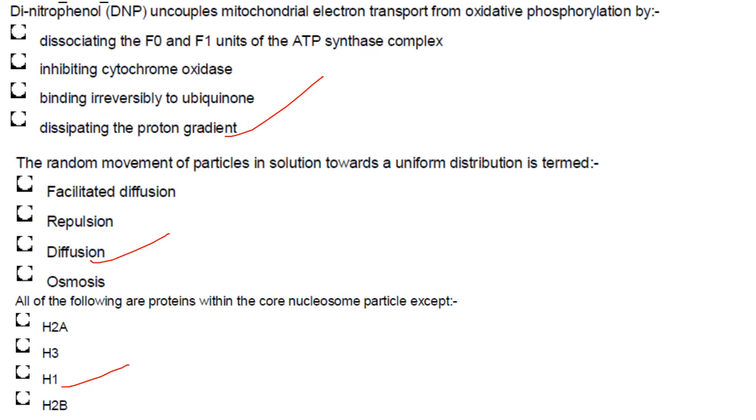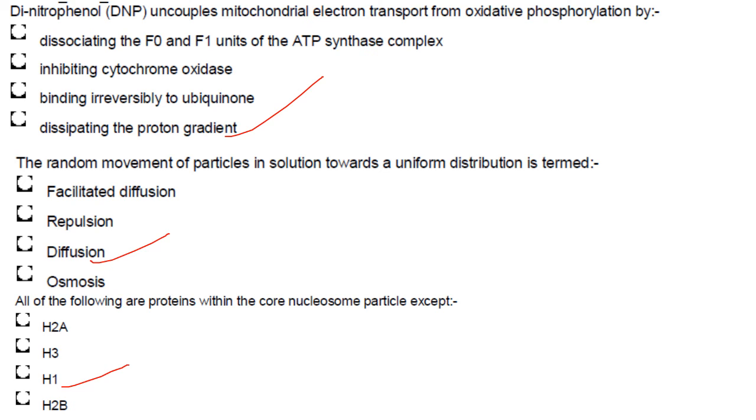Then dinitrophenol uncouples mitochondrial electron transport from oxidative phosphorylation by, I have already discussed this in the previous question, dissipating a proton gradient. So answer is option D. The random movement of particles in solution towards a uniform distribution is termed as diffusion. So answer is option C.